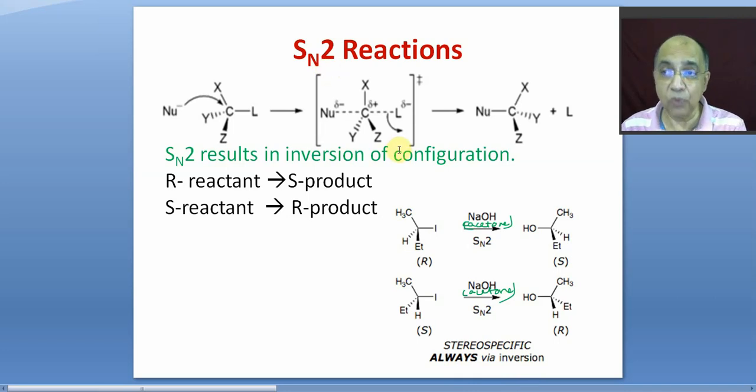But if it's SN1, then it will be non-stereoselective, non-stereospecific, 50-50. Non-stereospecific because either R reactant will give you an RS mixture, S reactant also will give you an RS mixture. So the reactants might be different, but the product is the same and 50-50. So you cannot coin the term stereospecific, nor can you coin the term stereoselective.